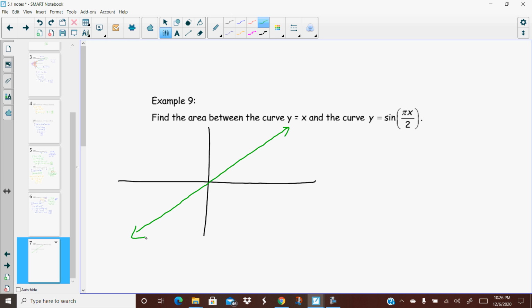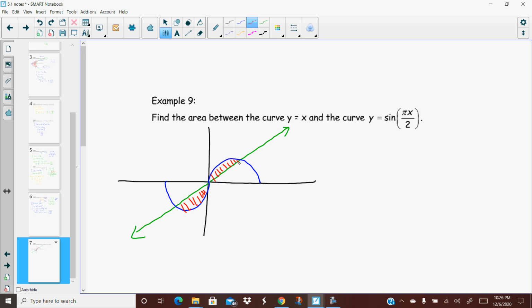The sine curve, however, we know starts at the origin, goes up, comes back down over here at pi, but it also goes backwards and does the same thing. So what we're looking at is the area between the regions here and here. So really, we're going to be looking at two separate integrals in this case.